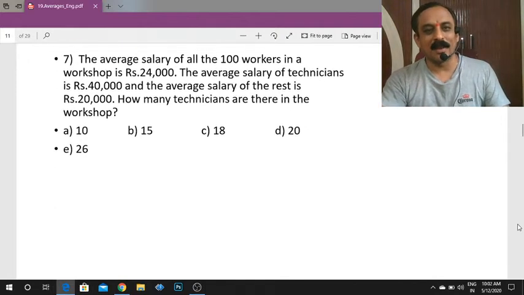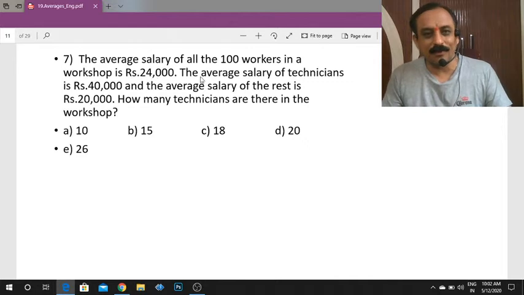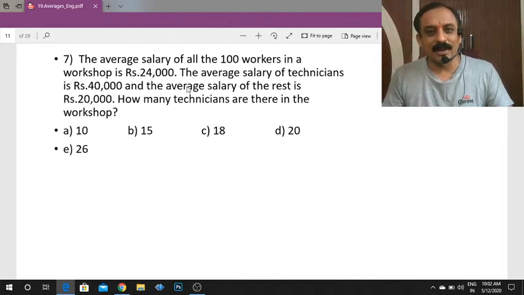The average salary of all the 100 workers in a workshop is 24,000 rupees. The average salary of technicians is 40,000 rupees, and the average salary of the rest is 20,000 rupees. How many technicians are there in the workshop?